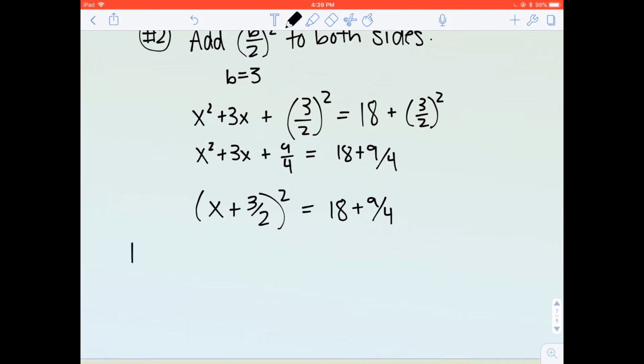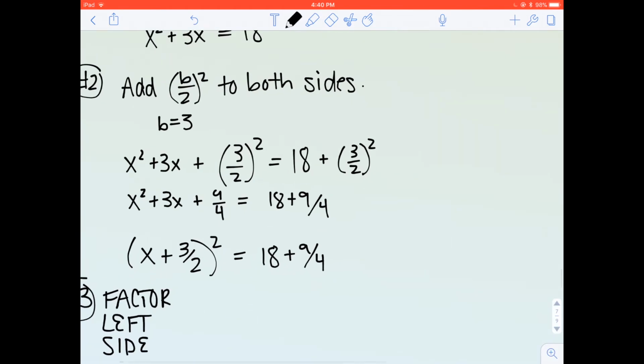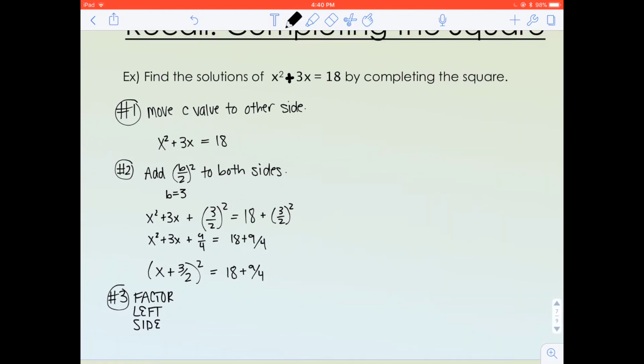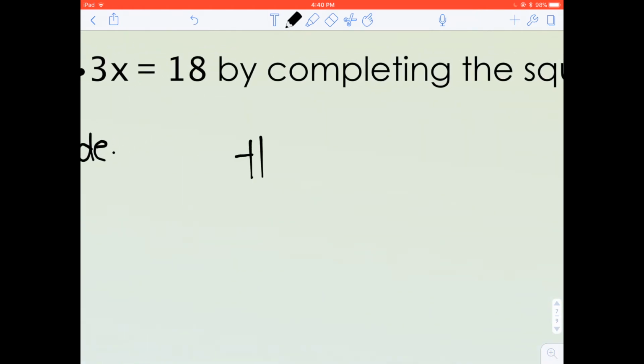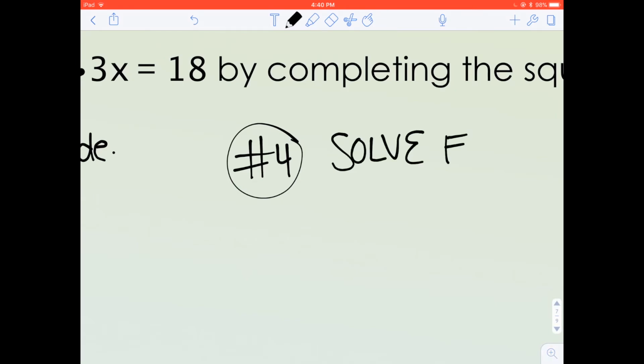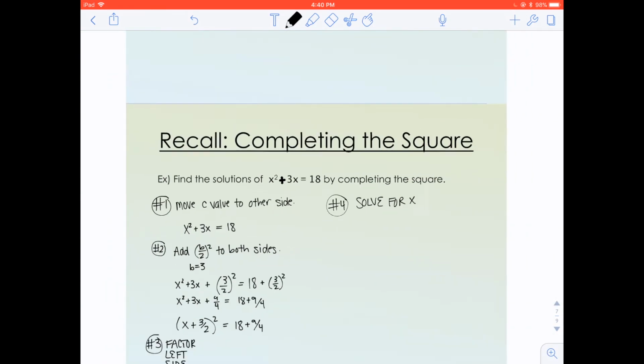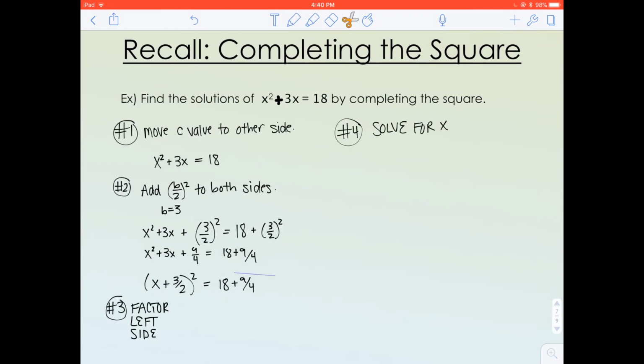Okay, so that was step 3, was to factor the left side. All right, now step 4 is just going to be to actually solve for x. So step 4 is solve for x. So I'm going to go ahead and copy my equation so I can put it up here.